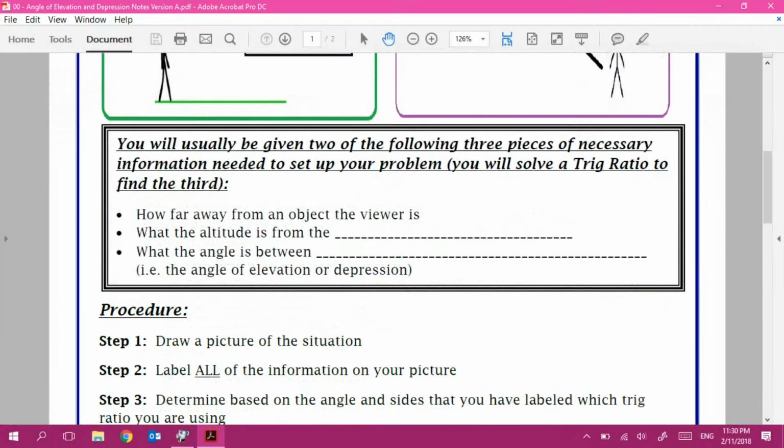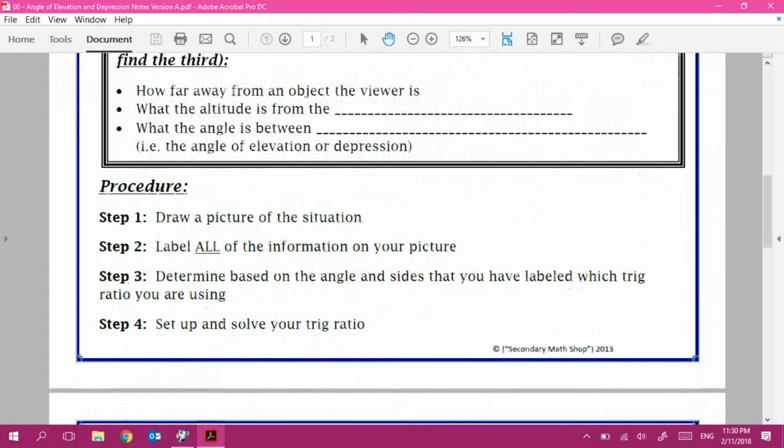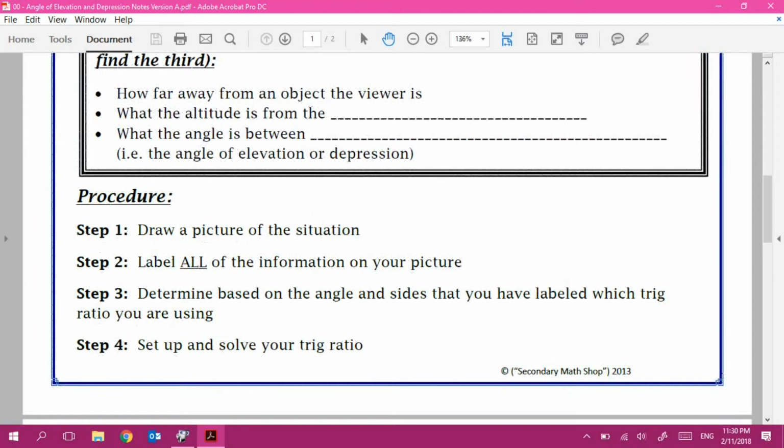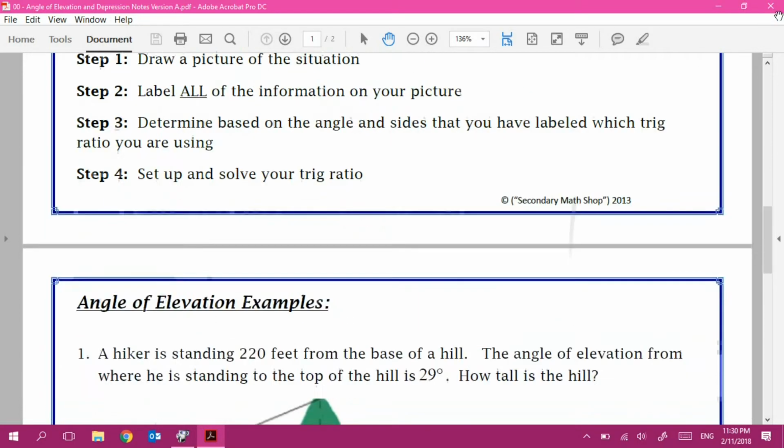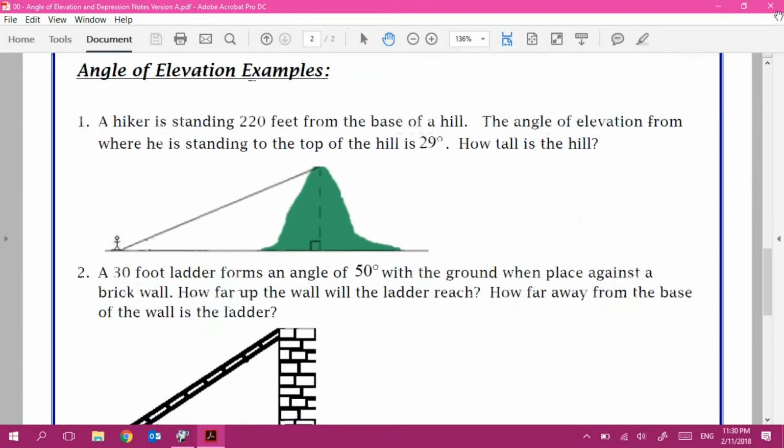Let's talk about the procedure. It's a four-step process, okay? Very simple four-step process, just like when you're heating up frozen dinners. Make sure you follow this procedure just like it says. One, you're going to draw a picture of the situation, so make sure you read and really get an understanding of what they're saying. Two, you're going to label all of the information on your picture. Three, you're going to determine, based on the angle and sides that you have labeled, which trig ratio you're going to use. And then the last step, you're going to set up and solve your trig ratio to get your answer. Let's look at some examples of the angle of elevation.